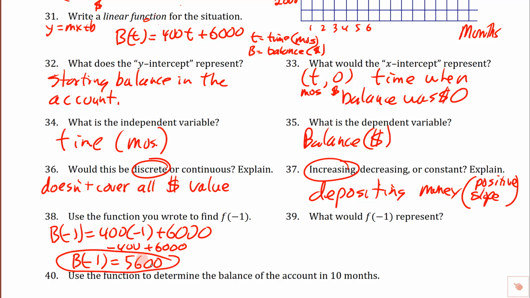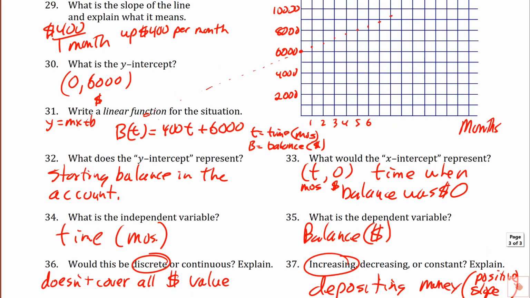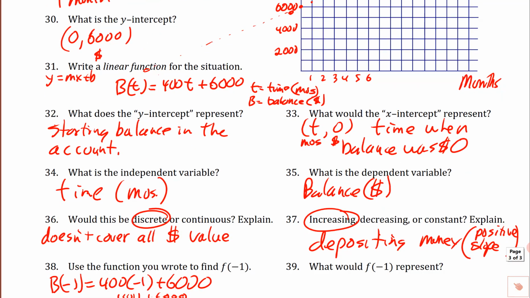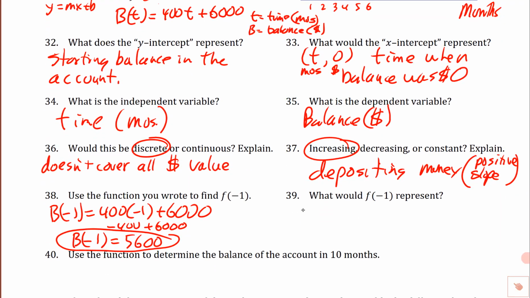And it says, what would this represent? Well, let's see. -1 would be going this way. So instead of going forward in time every single month and depositing money, what we're doing is figuring out how much money there was a month ago in the account. All right, so let's go ahead and write that down. Balance 1 month ago. Kind of going back in time in that one.